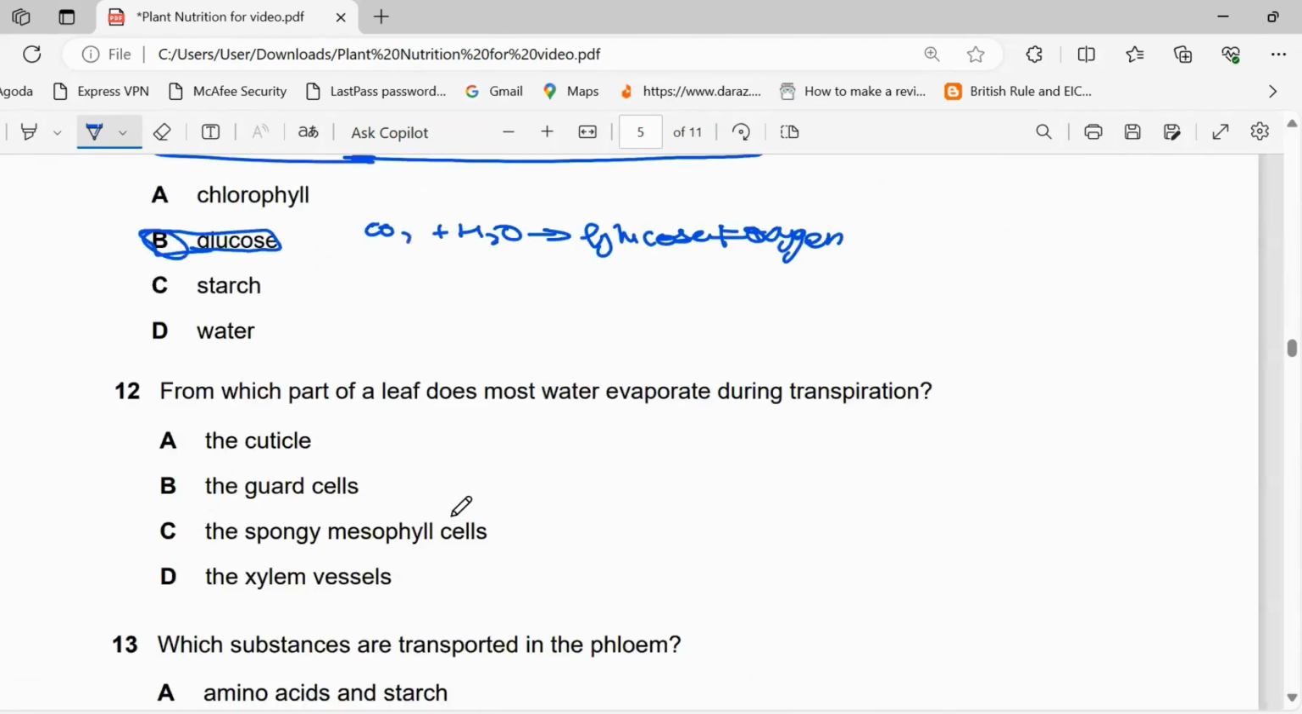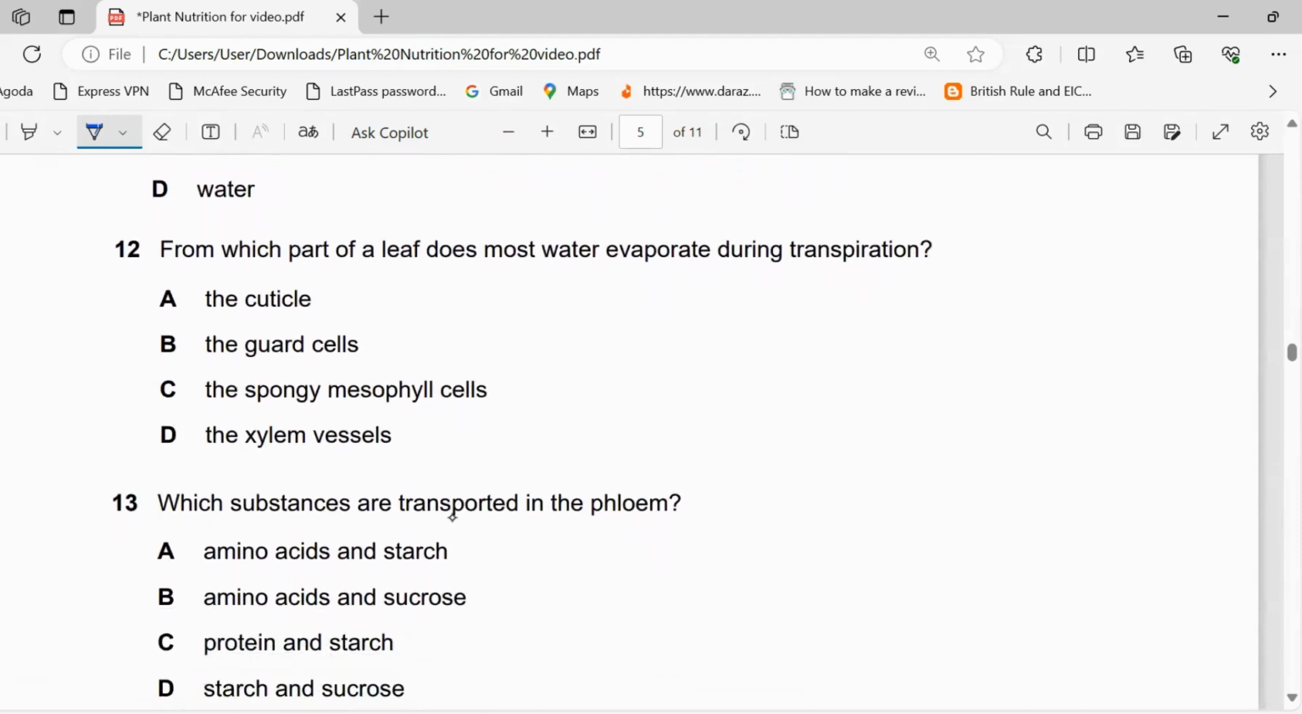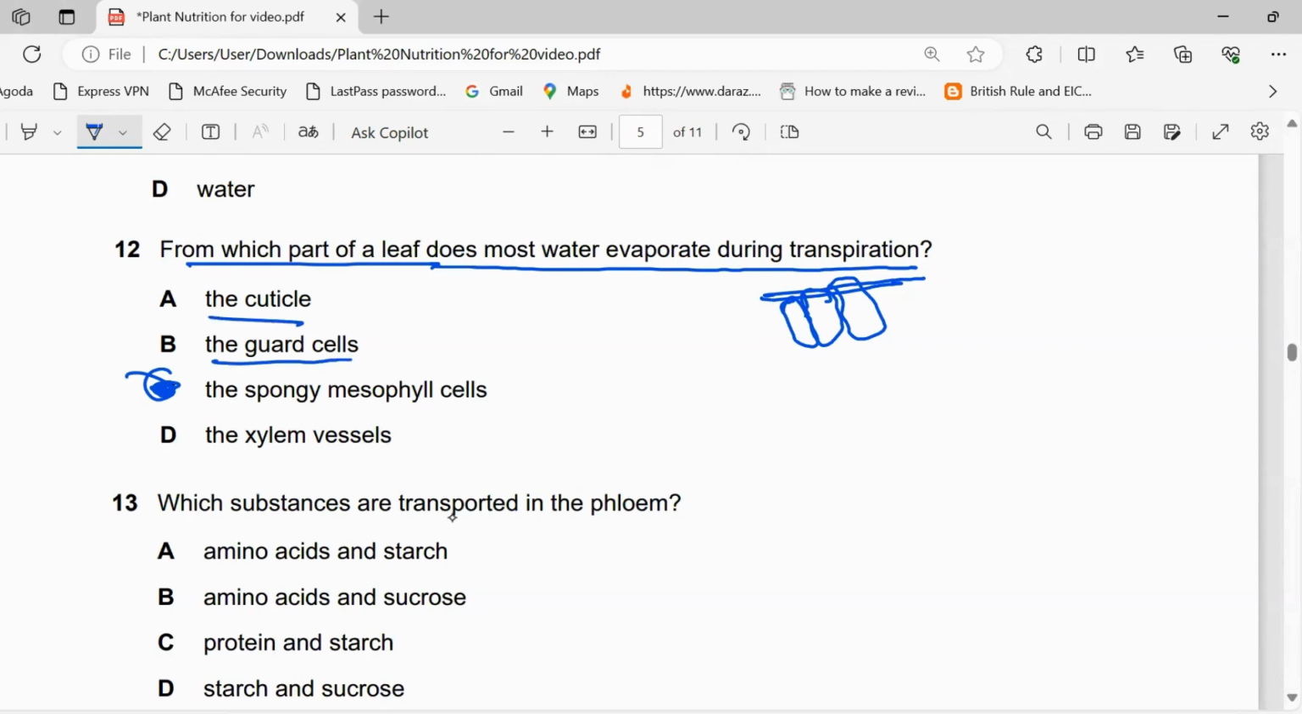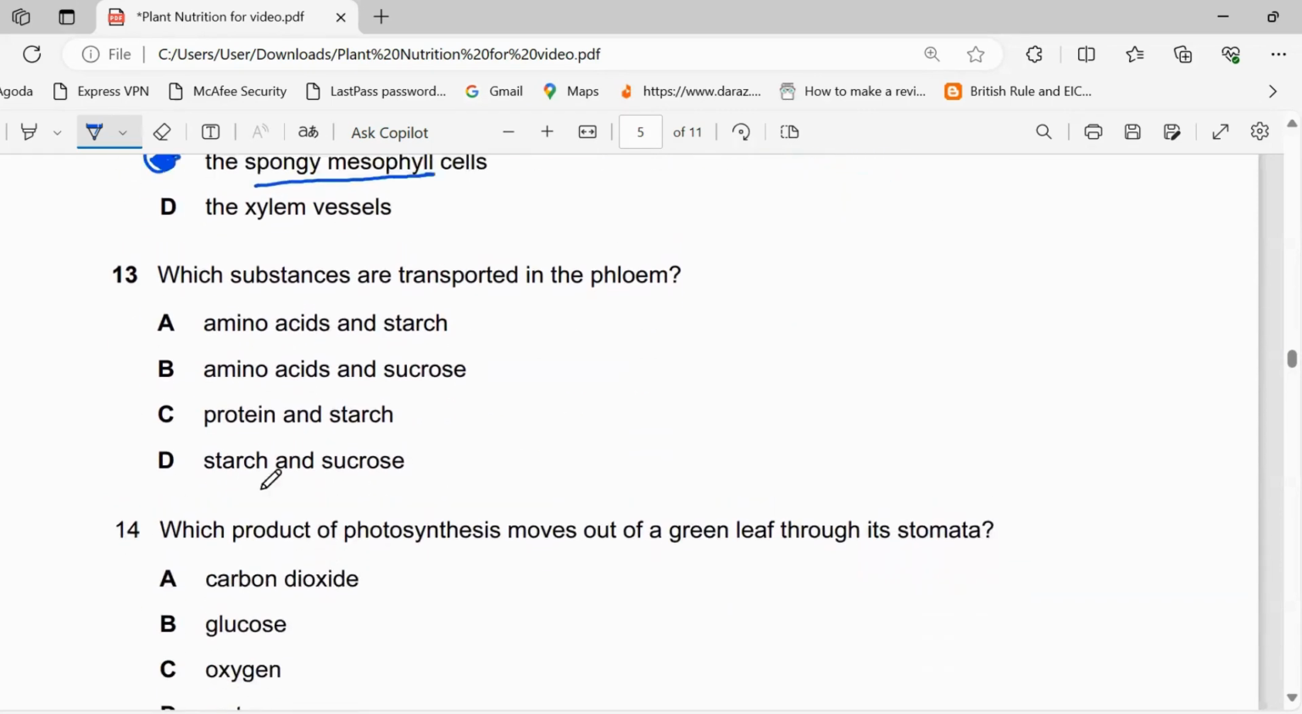Now let's go to question number 12. From which part of a leaf does most water evaporate during transpiration? As we know, most of the water evaporates from the spongy mesophyll cells, which are just below the cuticle. So hence, part C can be the option. Although water also evaporates from the guard cells and the cuticle, most of the water evaporates from the spongy mesophyll cells.